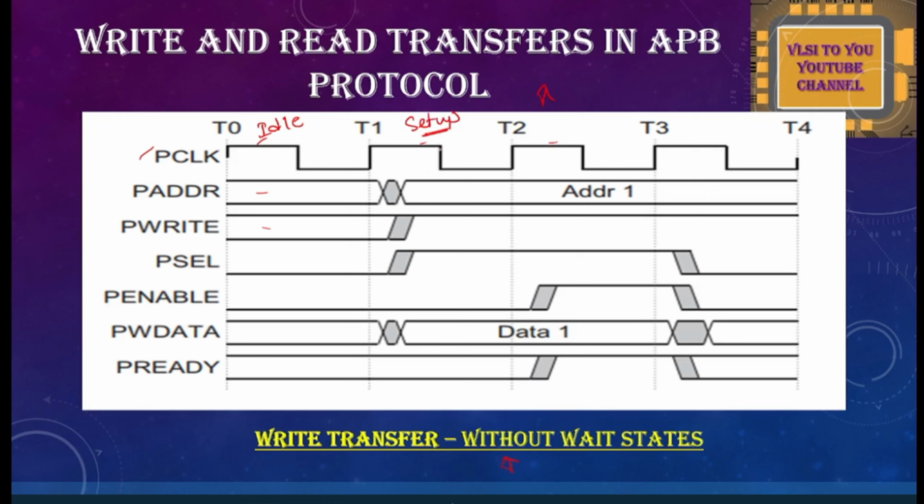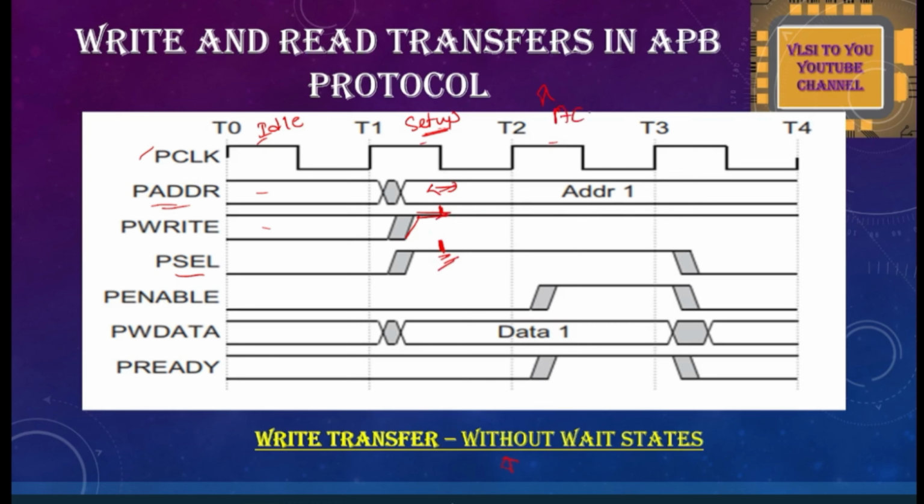So in the setup state, what is going to happen? The PSEL will be 1. That means the slave is selected. Since the slave is selected, the PADDR of that particular slave will be registered. And then PWRITE equals 1, that means the write transfer is going to happen here, not the read transfer. So these two will be done in this setup clock cycle, nothing more. Along with PSEL, PWRITE and PADDR will be activated.